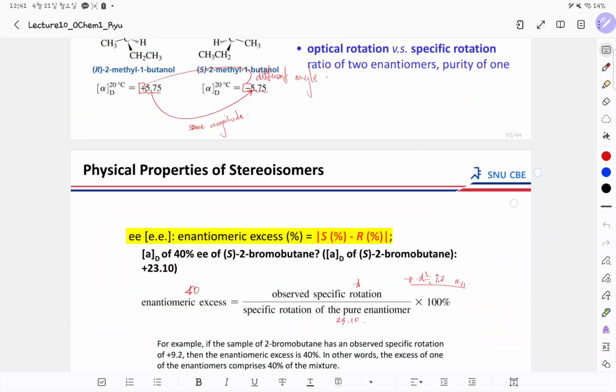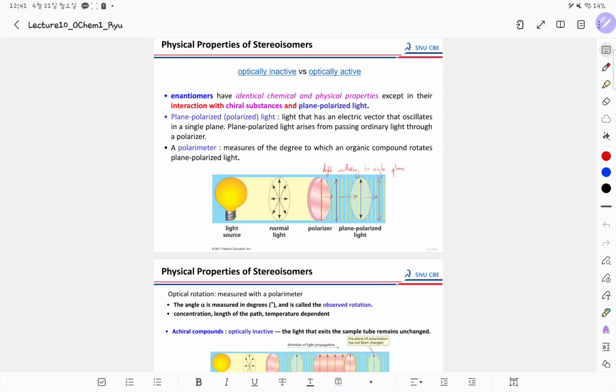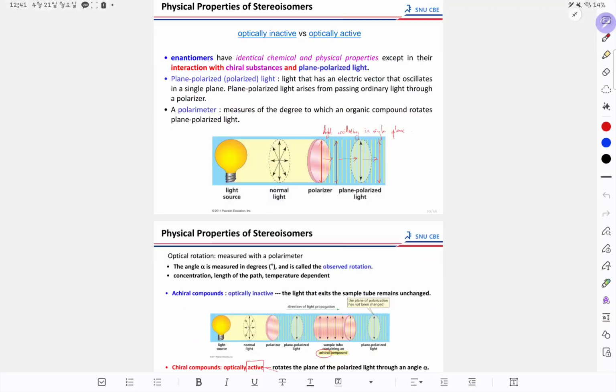From the light source, we can generate, right? Light source gives you the normal light, which has all directions, right? But after going through the polarizer, your normal light will become plane polarized light. So you can think about the polarizer as kind of like a slit, okay? That's how you can get the plane polarized light. And if you have some molecule, the sample, right? And if this polarized light goes through the sample, then depending upon the nature of the molecule or sample, this polarized light gives you a different pattern. Right? So plane polarized light is light that has an electric vector that oscillates in a single plane.